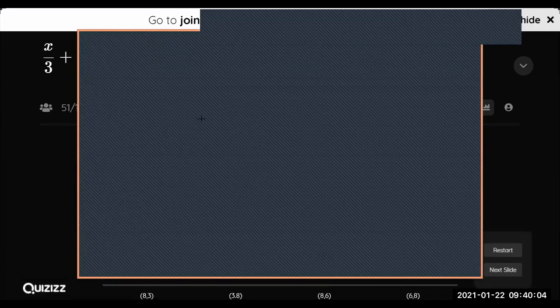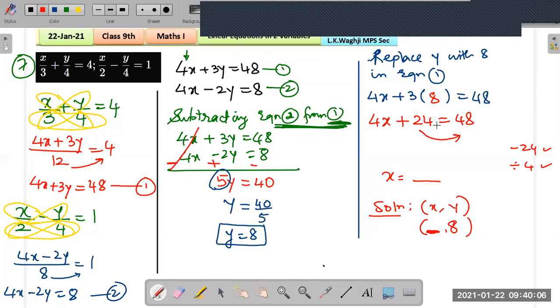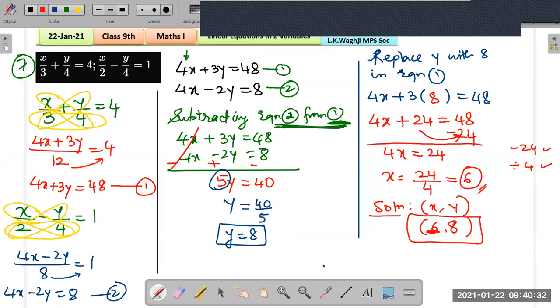We are back on the Zoom board now, Zoom class link. So plus 24 shifts to the other side, that will become a minus 24, and that will give you 4x equals 24, and then divide by 4. So x will be equal to 24 divided by 4, that will give you x equals 6, right? x equals 6. So place it over here. The solution is 6 comma 8. Wasn't that easy? 6 comma 8 was the solution.